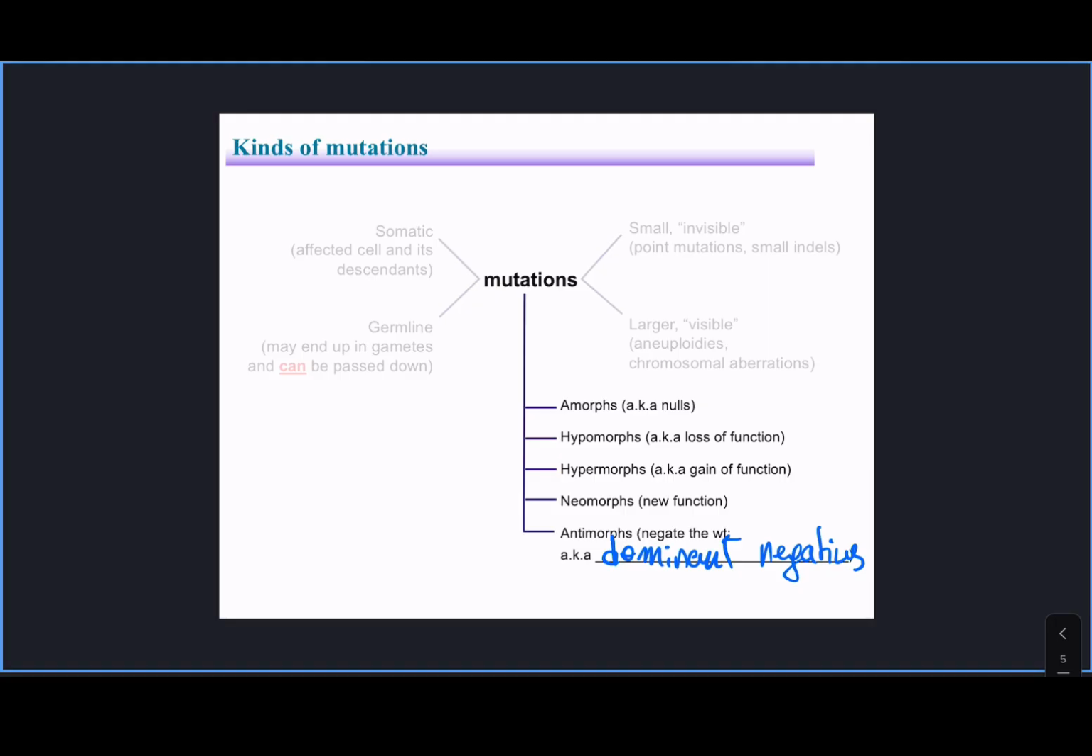The idea here is that the concept of an antimorph or a dominant negative is particularly applicable to diploid organisms. It won't apply so much to prokaryotes that are haploid. So in diploid organisms, you always have two copies, two versions of each gene. If one of them is an antimorph, what that means is that not only is that mutant copy not working, it's also messing up the other. So that's why we call it a dominant negative. It's dominating over the other in a negative way.